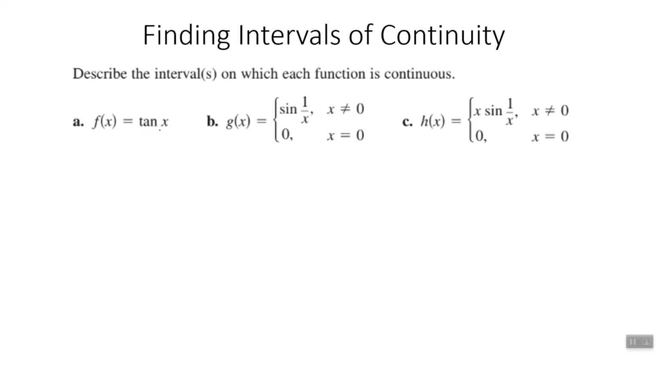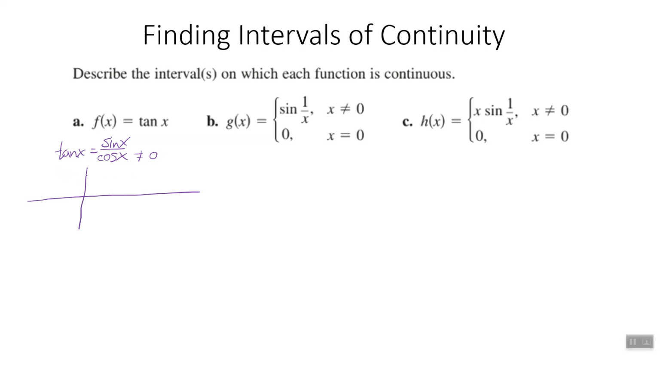So the way we find where tangent has problems with discontinuity is, well, we could graph it on our calculators if we want, or we can use the trig ratio that tangent of x is equal to sine of x over cosine of x. And then whenever the bottom is equal to 0, that's going to be where it's discontinuous. So whenever cosine has a problem, that's where tangent's going to have a problem.